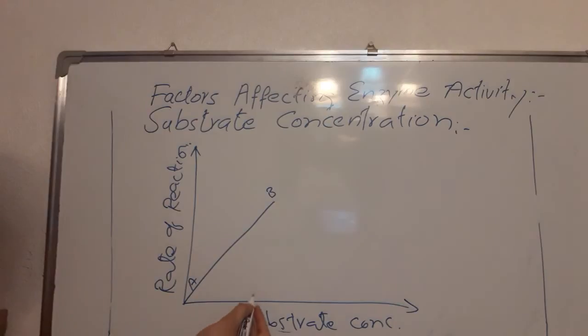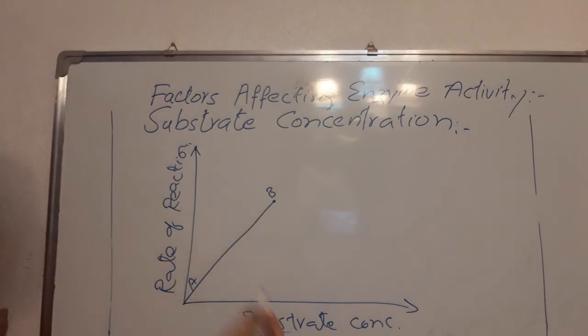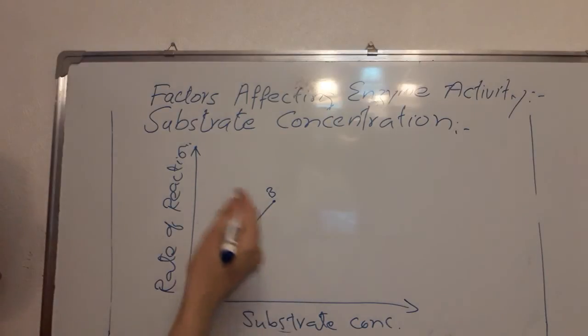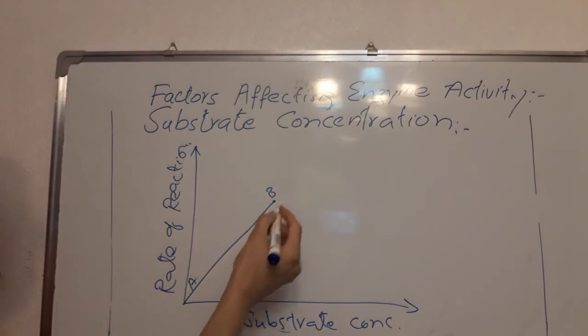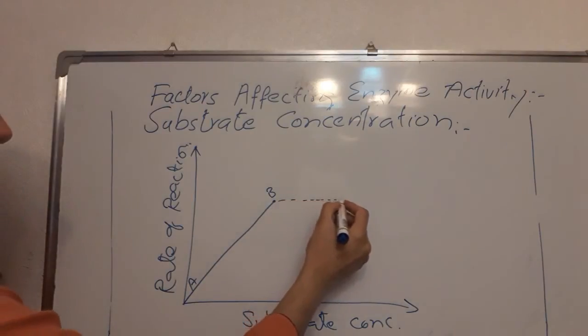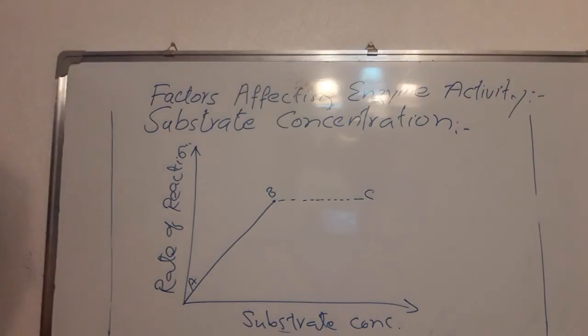So now at point B, what has happened here? All the active sites on the enzyme are full now. So there is limited enzyme now. We don't have any more enzyme. And at this point, if you keep on adding substrate, the substrate won't find any free active site to get attached to. So adding more substrate at this point, from point B to C, doesn't make any difference.